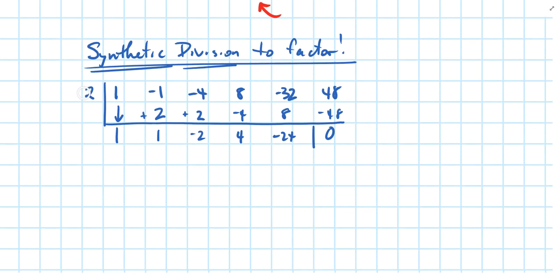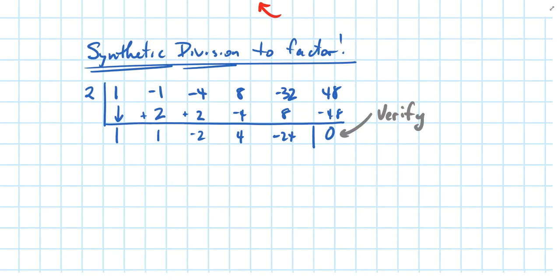We knew that this value 2 was a 0 of the polynomial, and this 0 at the end just verifies that. So if you end up with something other than 0 at the end, then either A, you made a mistake with your math along the way, or B, this value wasn't really a 0 to begin with.